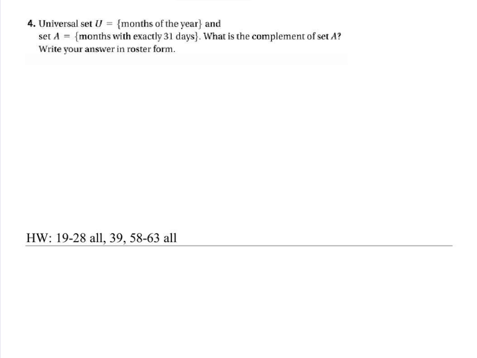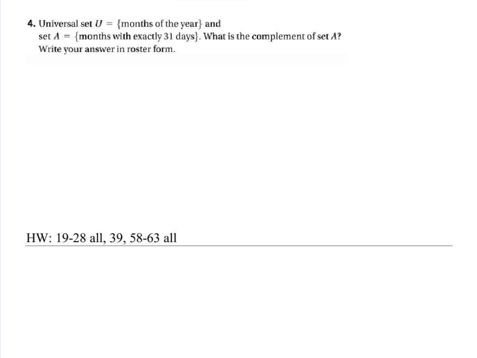Last problem. The universal set this time is months of the year, and then our subset A is going to be months with exactly 31 days. What is the complement of that set? And we want to write that answer in roster form. So first of all, we need to figure out which months have 31 days. January does. March does. May?